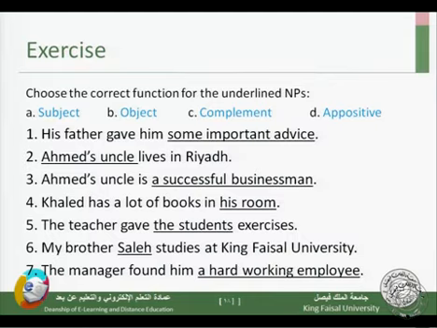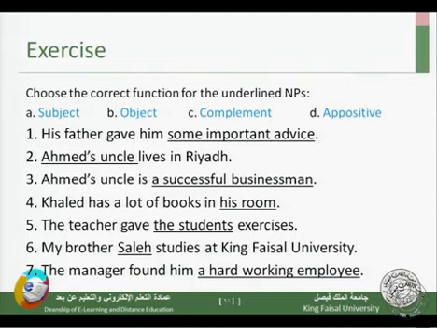Number 7, the manager found him a hard-working employee. So we need to know what the noun phrase a hard-working employee does in this sentence. What is its function? Is the meaning of this sentence that the manager went and looked for a hard-working employee and gave it to the person here, him? No, this is not what we mean. The manager found him a hard-working employee means that the manager thinks that this person is a hard-working employee. He believes that this person is a hard-working employee.